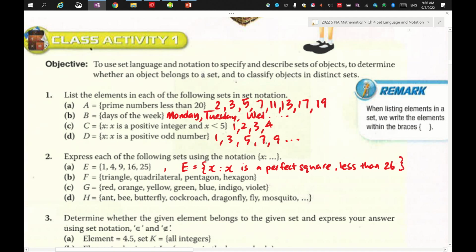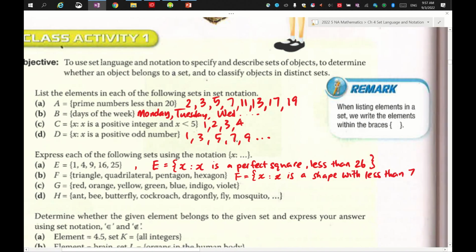Okay, next, F. F equals x colon x is a what is this? Shape. Then why do I have a circle? Hexagon, how many sides? 6, right? So we want up to how many sides? We want up to 6. So x is a shape with less than how many sides? With less than 7 sides.